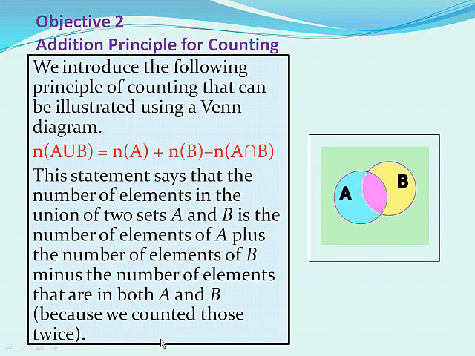Objective 2. Addition principle for counting. We introduce the following principle of counting that can be illustrated using a Venn diagram. Number of elements of A union B is equal to number of elements of A plus number of elements of B minus number of elements of the intersection. Notice that in this Venn diagram, when we count A, the intersection will be part of A and it is also part of B. So we need to subtract the number of elements in the intersection once in order to get the number of elements of the union of A and B, which is what this formula is all about.